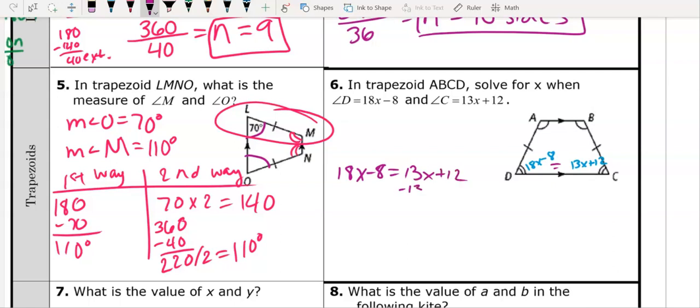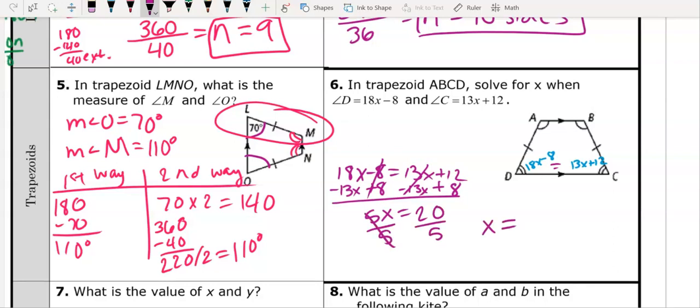We subtract the smaller x from the larger x, so that's going to be 13x. And then whichever side we didn't move something from, we move something from that side. So 18 minus 13 is 5, 6, 7, 8, 5x. And 5x equals 20. Divide by 5. X equals 4. The question said solve for x, and we did that.